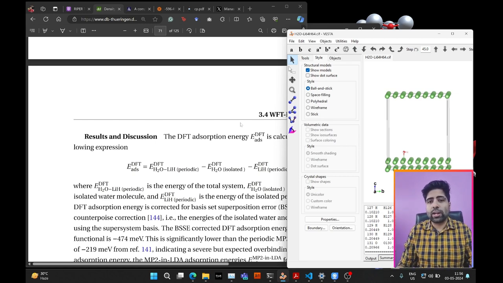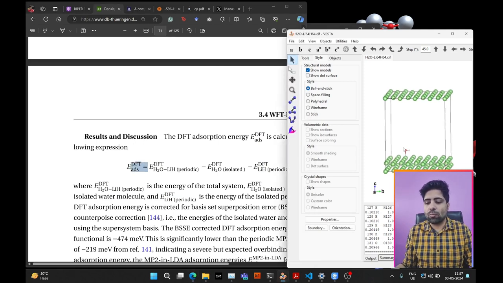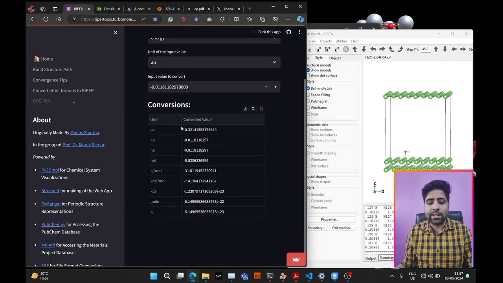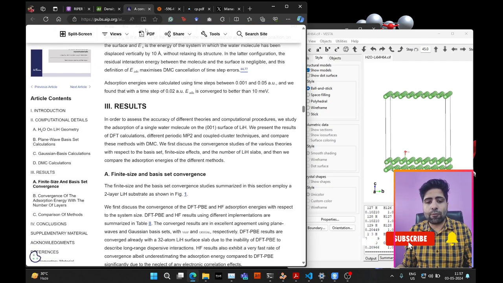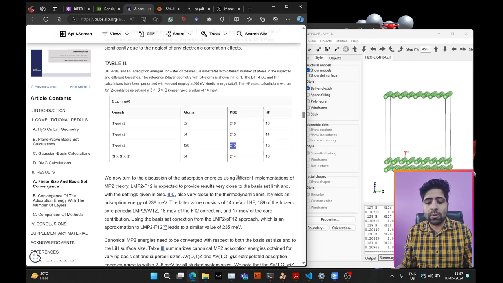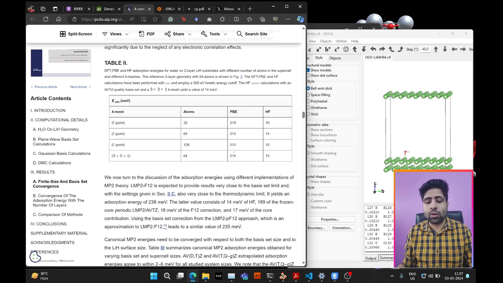So in the previous tutorial, I showed you guys how to calculate the adsorption energy of the H2O molecule on top of the LiH(001) surface. And we actually got a value of negative 321 millielectron volts. And in our convention, a negative value indicated that the adsorption was favorable. However, the problem was that this value was quite different compared to the reference value that we were trying to reproduce in this paper. And this reference value was 215 millielectron volts.